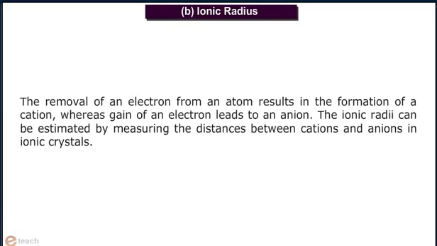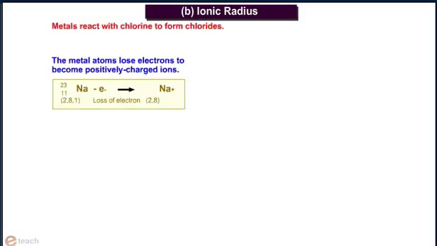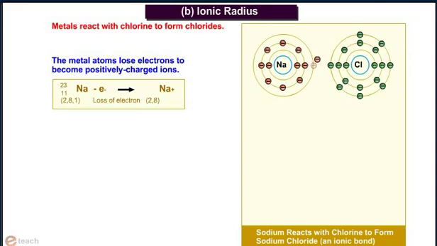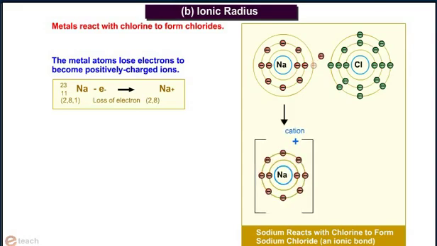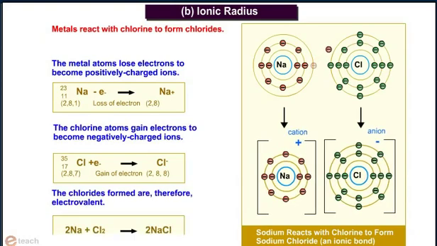The removal of an electron from an atom results in the formation of a cation, whereas gain of an electron leads to an anion. The ionic radii can be estimated by measuring the distances between cations and anions in the ionic crystals. In the following example, metals react with chlorine to form chlorides. The metal atoms lose electrons to become positively charged ions as shown.